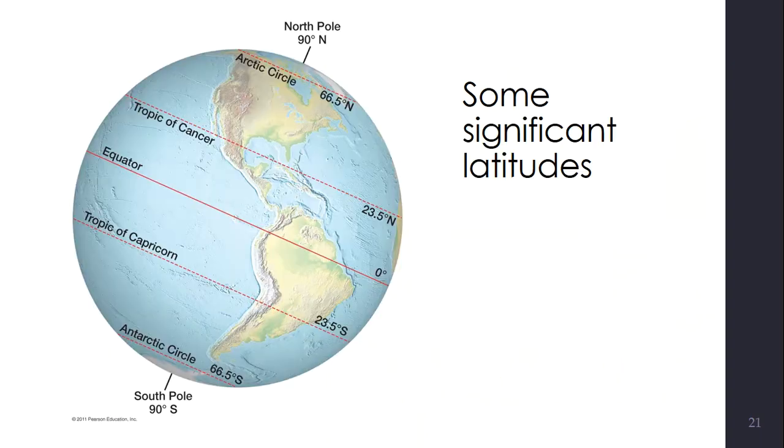Some significant latitudes that you want to remember. So the equator is at 0 degrees. And then the Tropic of Cancer and the Tropic of Capricorn are at 23.5 degrees north and south, respectively. And we'll talk about later in chapter 1 why those are so important. And then the Arctic Circle and the Antarctic Circle are at 66.5 degrees north and south, respectively. And then the North and South Pole are 90 degrees. And so again, just remembering that with latitude, it's never going to be higher than 90 degrees.